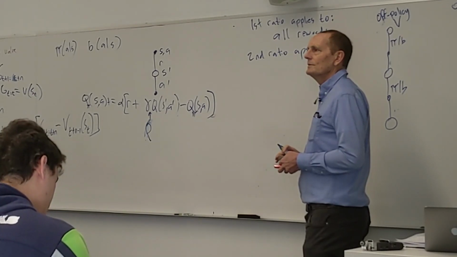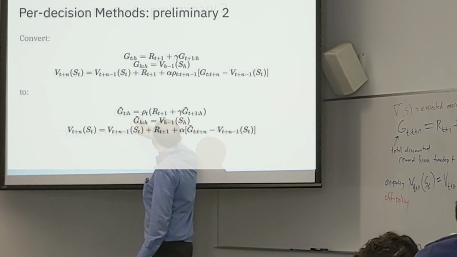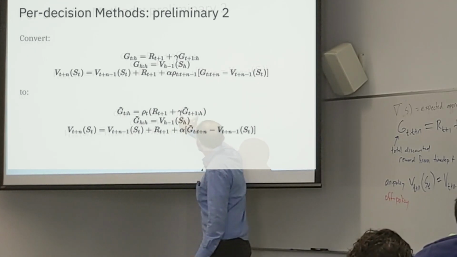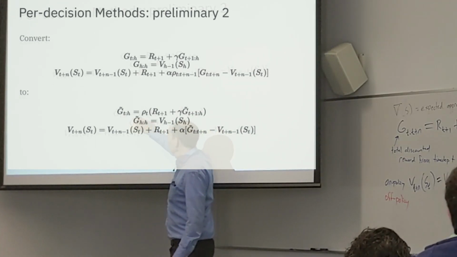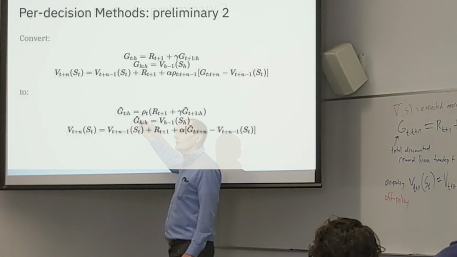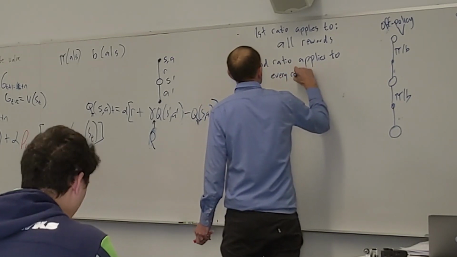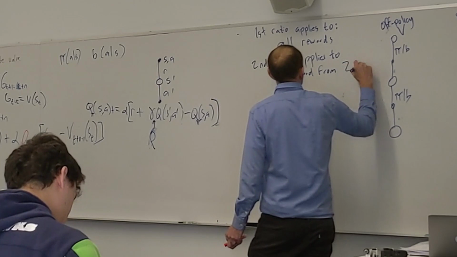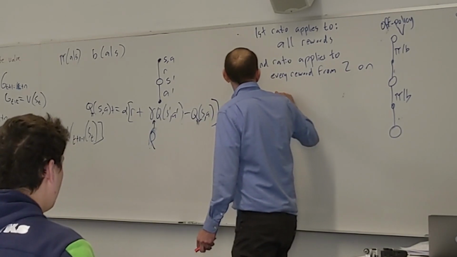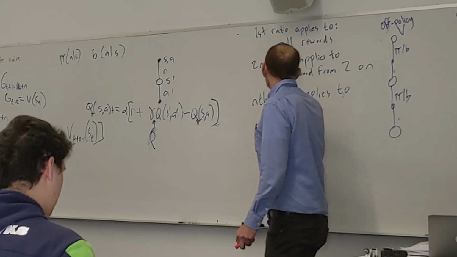So let's just kind of work this out. So this is rho of t. We're interested in sort of rho of t plus 1, right? So if we look at G hat t plus 1 to h, that's going to be a rho of t plus 1. So therefore, is it going to be the first reward? No. Is it going to be the second reward? Yes. Everything from the second one, I'm going to say from 2 on. And the nth ratio applies to everything from n on, every reward from n on.